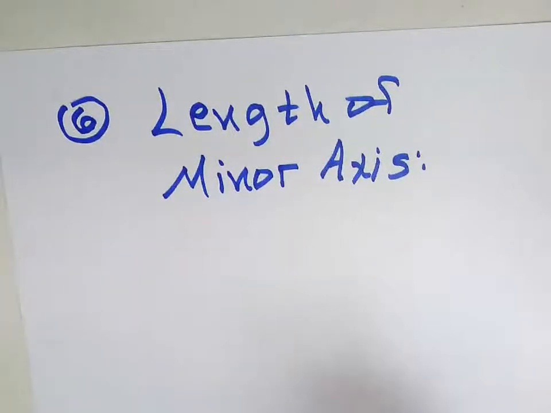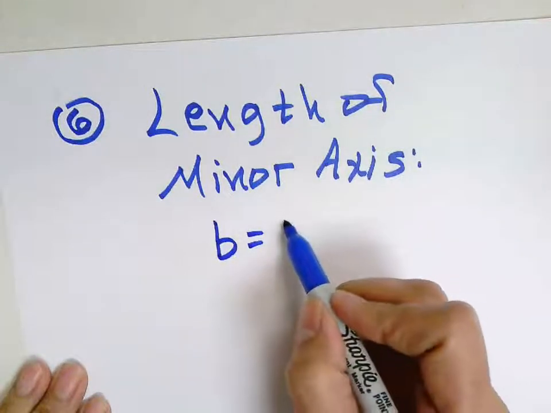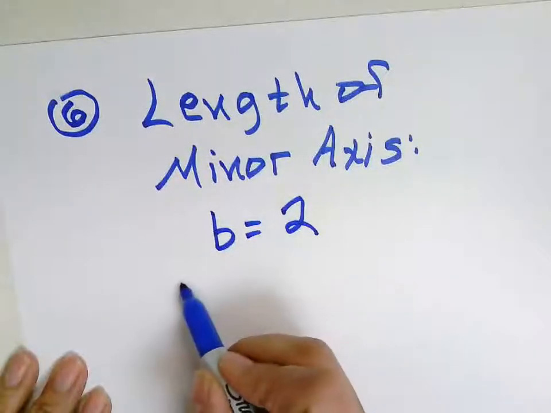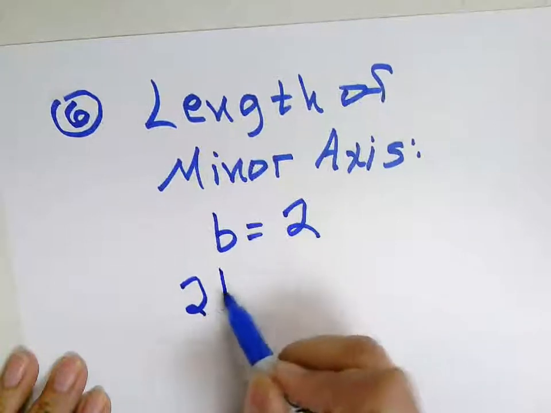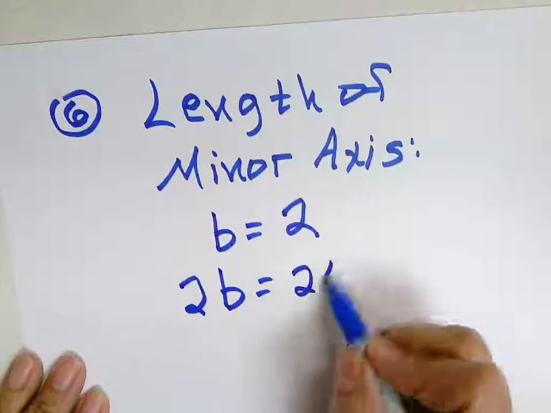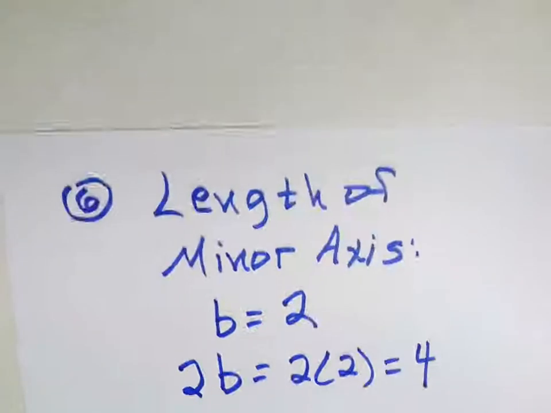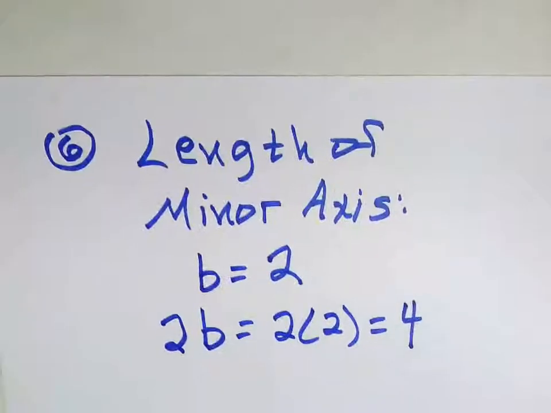The length of the minor axis, remember that's the b. And the b was equal to what? 2. And 2 times the b will be equal to the length of the minor axis, which is 2 times 2, which is equal to what? 4. So that's the length of our minor axis. That was the 6th thing that I was asking.